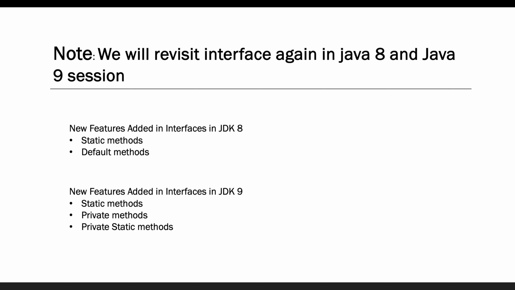We will revisit this interface concept in the Java 8 and Java 9 sessions, because in Java 8 an interface can contain, apart from the pure abstract methods, static methods and default methods, and from Java 9 onward it can contain static methods, private methods, and private static methods also. We will see what the advantage of introducing these features is in the Java 8 and Java 9 sessions. Okay, so these are some of the basic information about the interface.